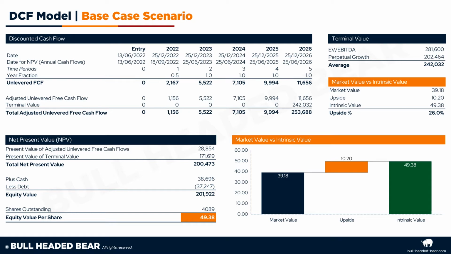Looking at the net present value, we've got a total net present value of just over 200 billion. We add cash, take away debt, and then we've got the equity value, which is just over, well, 202 billion, with cash and debt almost cancelling each other out there. Divide that then by the shares outstanding and we'll get the equity value per share of just over $49. If we look at that versus the market, then we've got a current market value at the time of doing this, just over $39. Intrinsic value is just over $49, so we've got an upside of just over $10 or 26%.